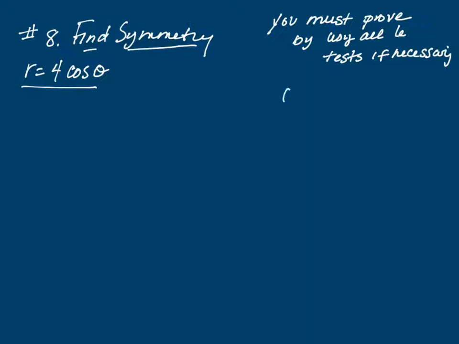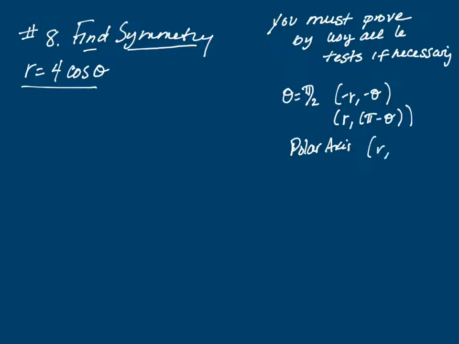If you want to see if it's symmetric to theta equals pi over 2, first you check negative r, negative theta. If you get the same thing, it's symmetric. And if that doesn't work, you check r and pi minus theta. If you are going to check for the polar axis, you would put r and negative theta in, and the other choice would be negative r and pi minus theta.